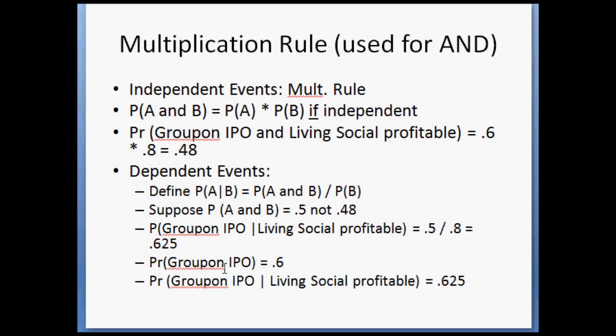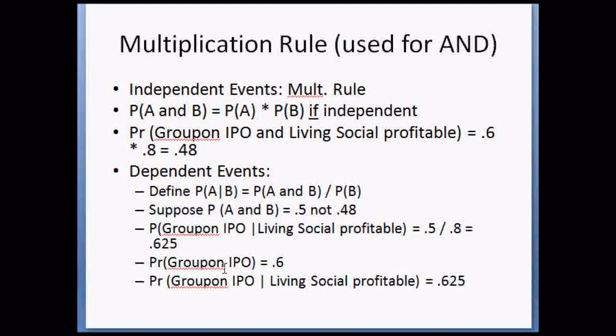And if I go back to the multiplication rule, if I don't have independence, then you have to use an updated rule where instead of probability of A times probability of B, you would say probability of A given B times probability of B.